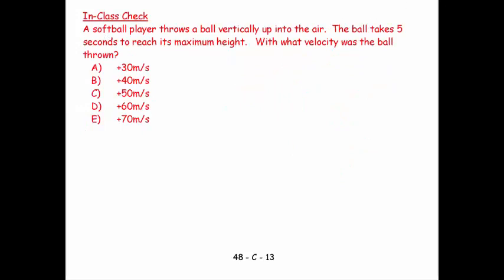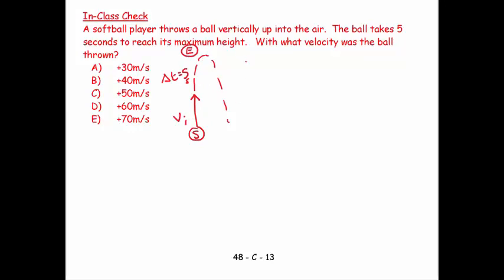A softball player throws a ball vertically upwards into the air. There's my V initial. The ball takes 5 seconds to reach its maximum height. Delta t equals 5 seconds. With what velocity was the ball thrown? Okay. So there's the start of my journey. And here's the end as far as my calculation's concerned.